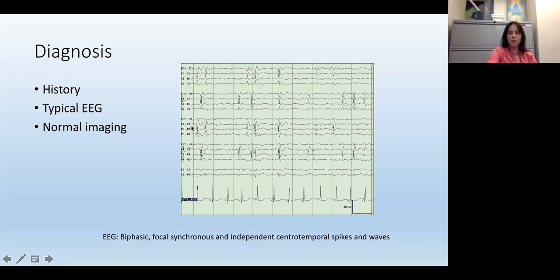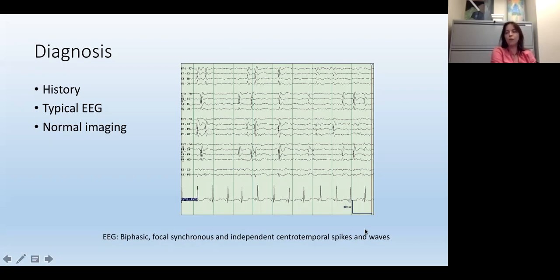And what we see here, we see quite frequent spike and wave that are either in the temporal or central region, and they can be either independent only on the left side, or they can be synchronous, like we see here, synchronous both right and left. On the other hand, this one, for instance, is independent only on the left. This one is independent only on the right. This is independent only on the left. And it's very sleep potentiated.